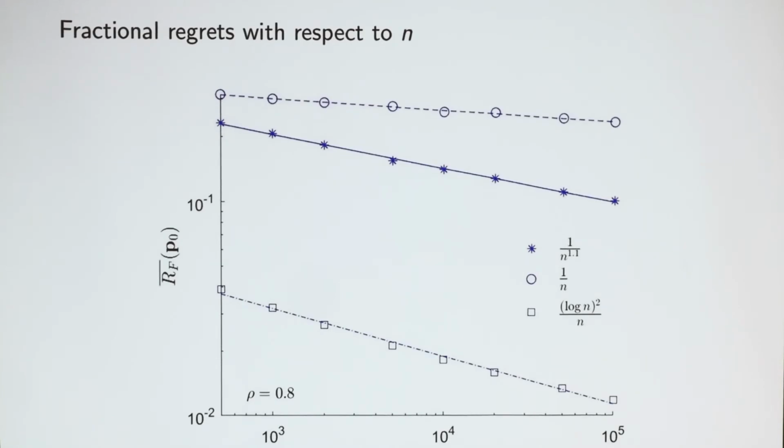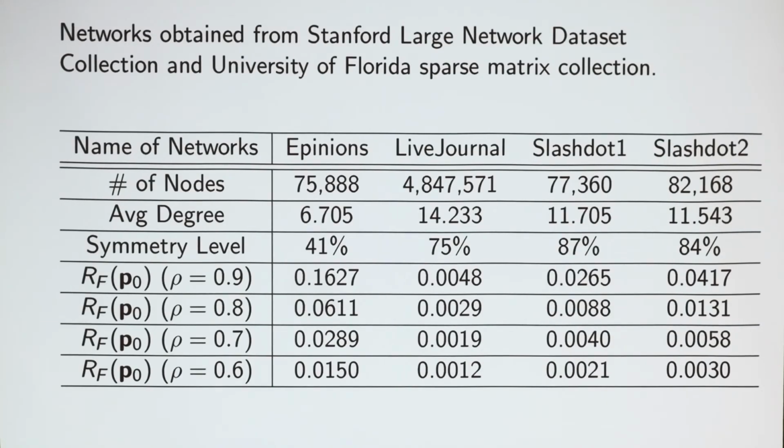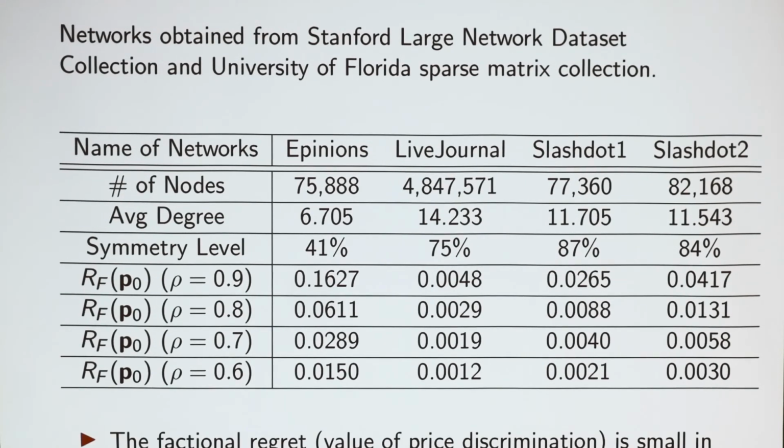We also realized that the Erdős–Rényi random graphs are not good representations of some real-world networks, so we also obtained some real network data and tried to compute the value of price discrimination in those networks. The results are summarized in this table, and if you look at the last 4 rows of this table, we can see that the value of price discrimination, or the fractional regret, is generally small for all these real-world networks that we obtained online. And this suggests that our results might actually be applicable to other types of networks, and this can be one of our further directions.